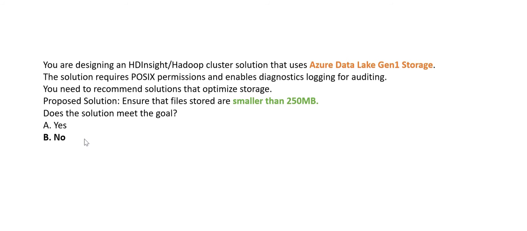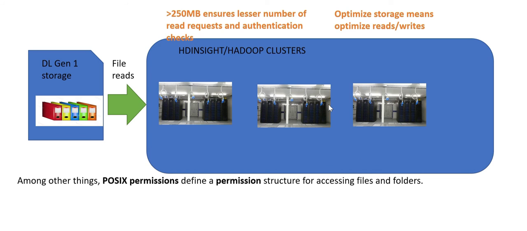Files should be more than 250 MB. If it is less than 250 MB, merge multiple files so that it becomes more than 250 MB. Why? Because you want to reduce the number of reads, the number of file reads. That will be better from an optimization standpoint.